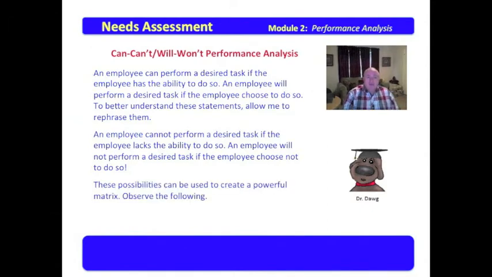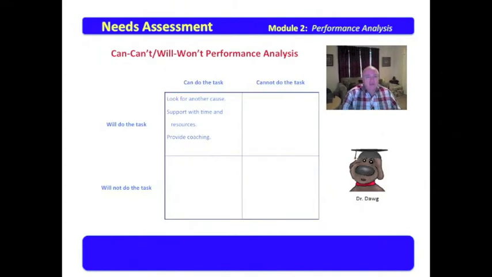These possibilities can be used to create a powerful matrix. Can they or can't they do it? Are they able or not? Do they desire to? Will they or won't they? Let's look at this matrix. Now, in this matrix, I've already got a box filled in, but let's look across the top. They can do the task. They cannot do the task. Those are the options. They will do the task or they will not do the task.